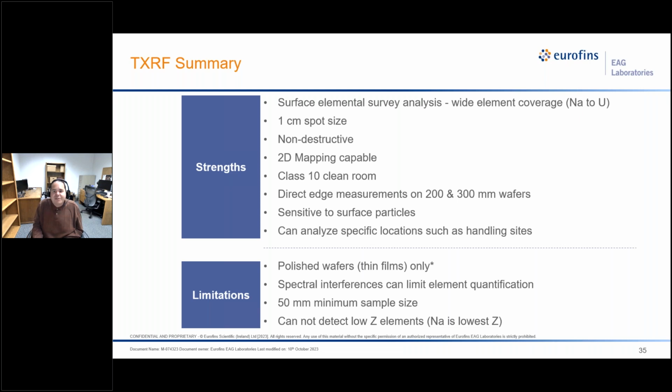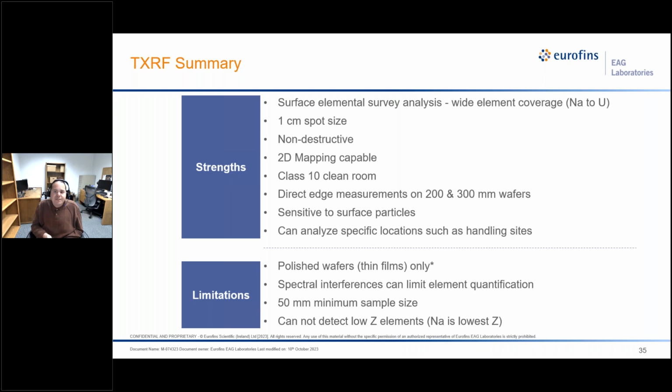So to summarize a bit about the technique, TXRF is an elemental survey technique that can quantify any surface contamination from sodium to uranium. It's very surface sensitive and non-destructive and has a 1 centimeter spot size. For our measurements, we can measure any specific locations that are of interest, like handling sites or contact sites, or we can map the whole surface of the wafer, tracking down specific areas of contamination or your end goal.